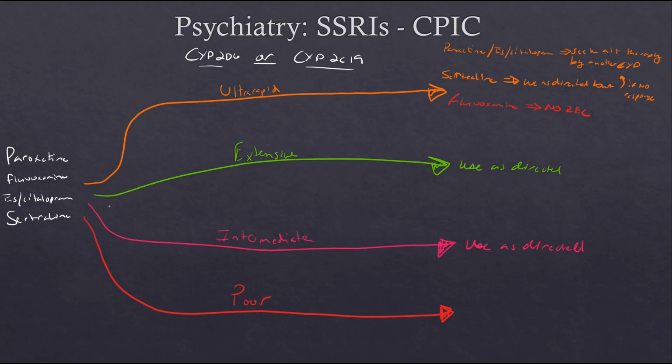Finally, what are the recommendations for poor metabolizers? The primary recommendation is to decrease the dose by 50% and slowly titrate to response. A secondary recommendation is to seek alternative drug therapy by a CYP that's metabolized differently, meaning just like with ultra-rapid metabolizers, for example, if you have S-citalopram, and you're a poor metabolizer, you should try to seek a different antidepressant that's not metabolized by CYP2C19.